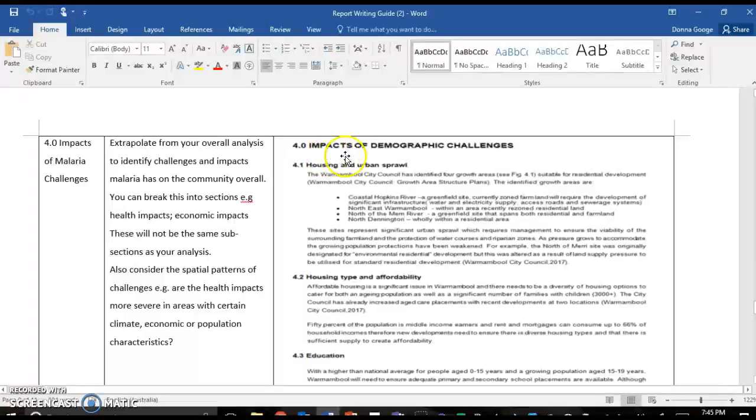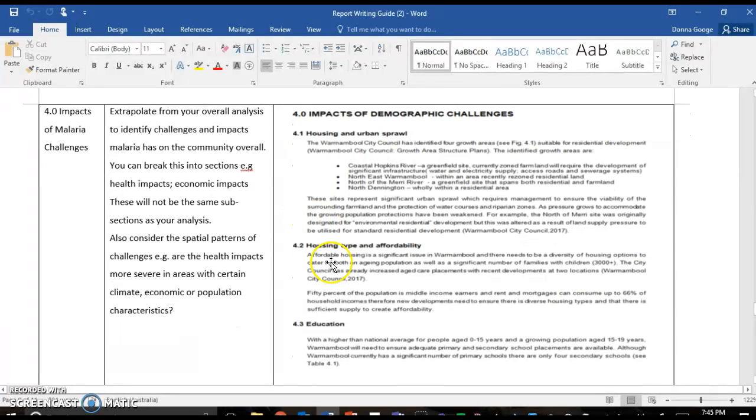So you might break this down to health impacts, economic impacts, okay? You don't have to have 3 sections. Just because the example has 3, you don't have to have them. Now, the big thing is, remember always to consider the spatial patterns of the challenges. That's what makes geography different. Don't forget, we draw in ideas from a lot of different sections, and then we say what they look like in the real world and where they are in the real world.